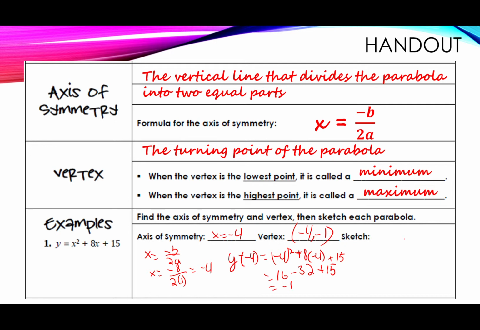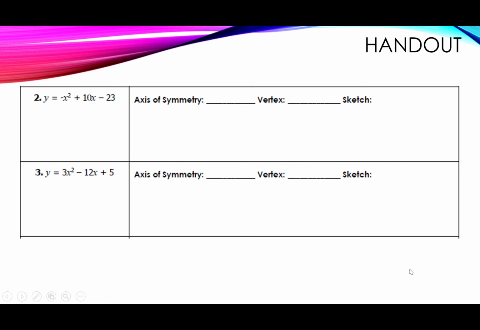All right, and so if I'm just kind of sketching, my axis of symmetry is x equals negative 4. A is positive, so it's going to go up, and the vertex is negative 4, negative 1. All right, let's do some more.